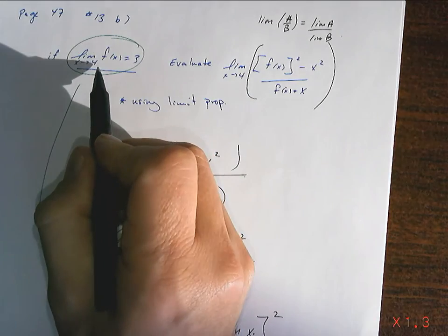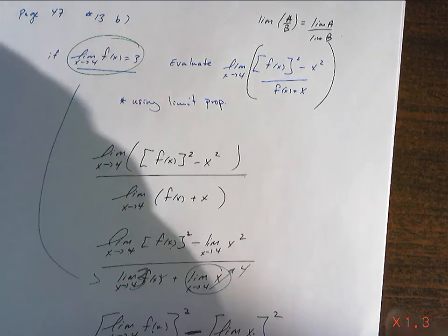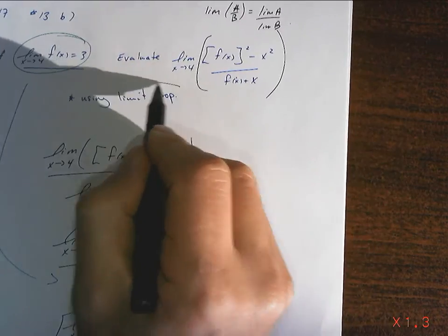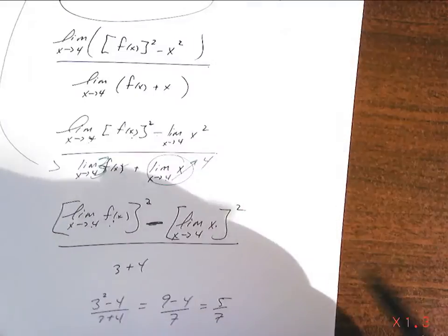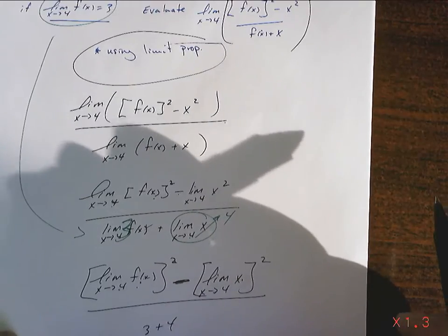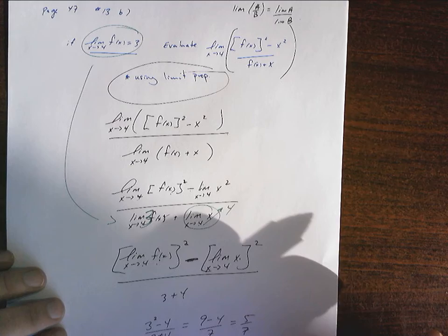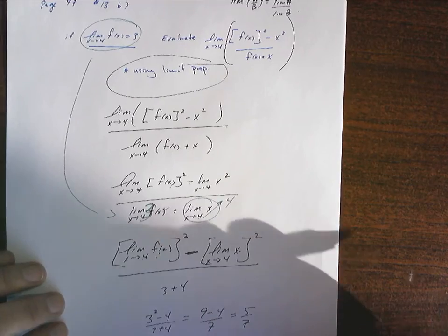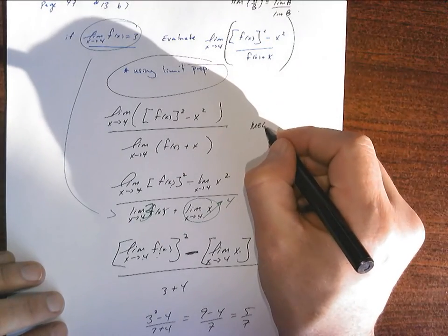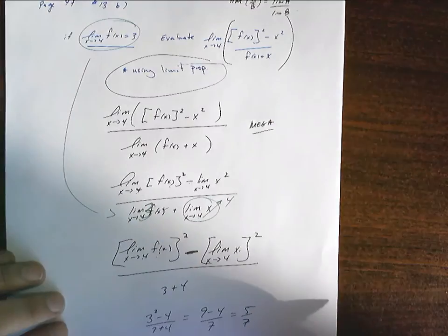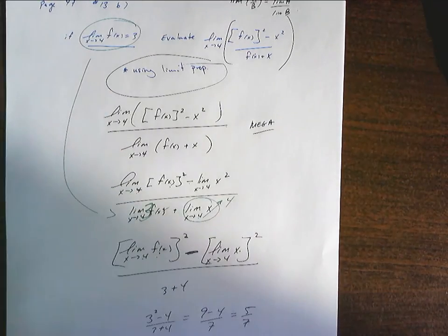If I know that the limit as x approaches 4 of f of x is 3, I did it using only limit properties. And this is the way that you'll be expected to do it whenever a question says, please evaluate using limit properties. We have to stay away from the mega limit. Okay, there you go. That's it.